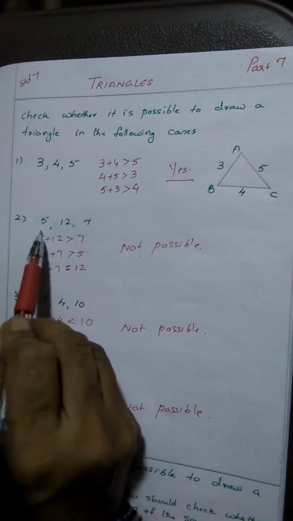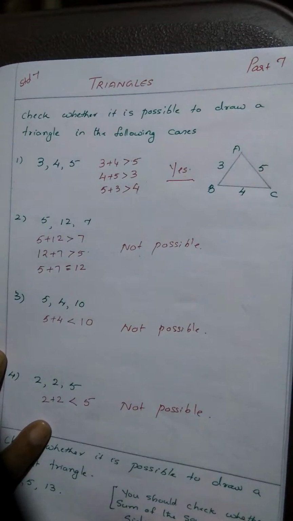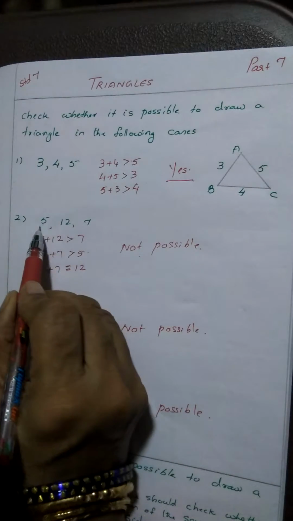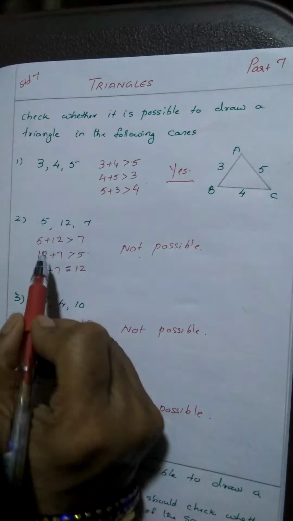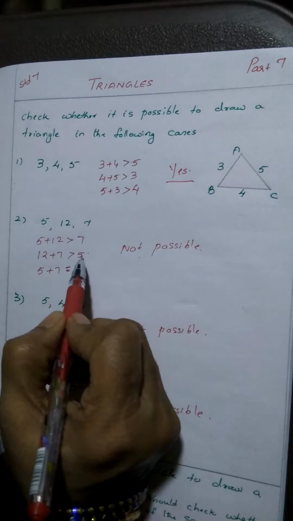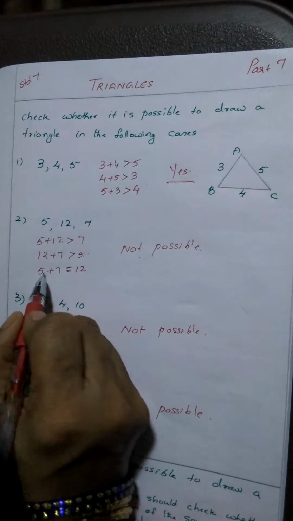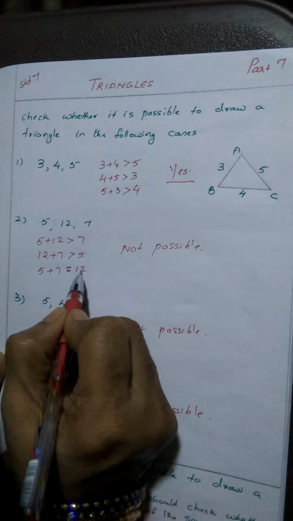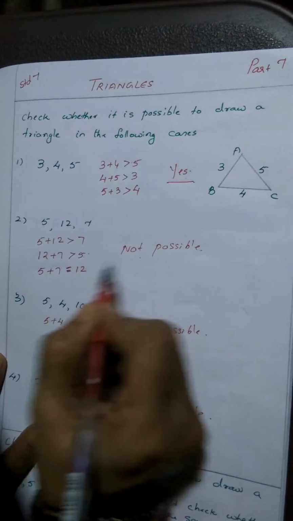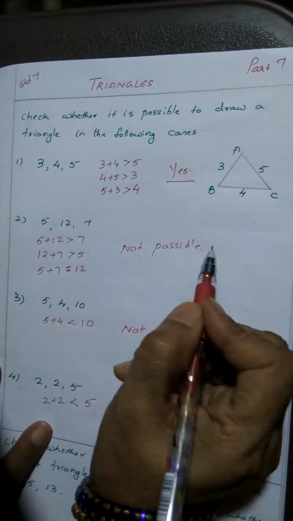Consider this case, 5, 12 and 7. Here 5 plus 12 is greater than 7. 12 plus 7 is also greater than 5. But 5 plus 7 is equal to 12. It is not greater than 12. Therefore, it cannot form a triangle.